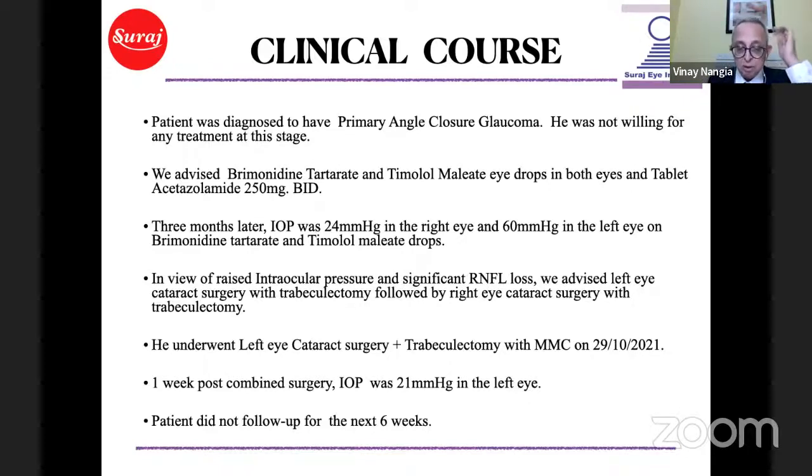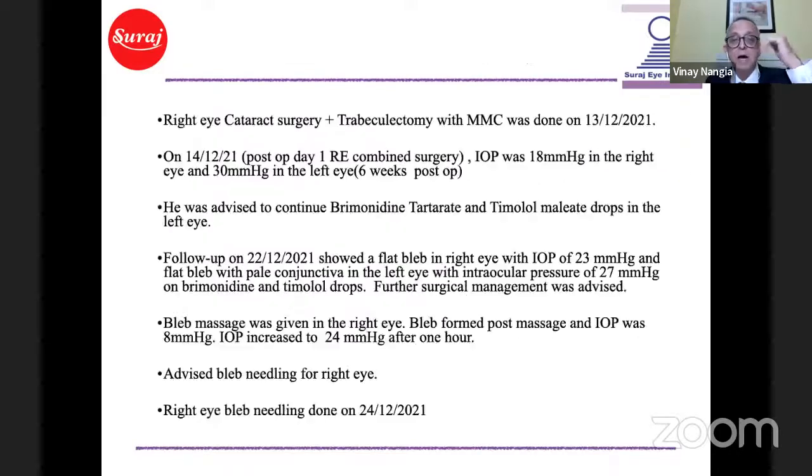And then the patient was lost to follow up for this intervening period of 6 weeks, which we think is a very important period for taking care of the eye actually. So he did come back, and at that time, he also underwent the right eye cataract surgery and trabeculectomy. And the left eye intraocular pressure was found to be 30 millimeters of mercury, and he was put on drops again.